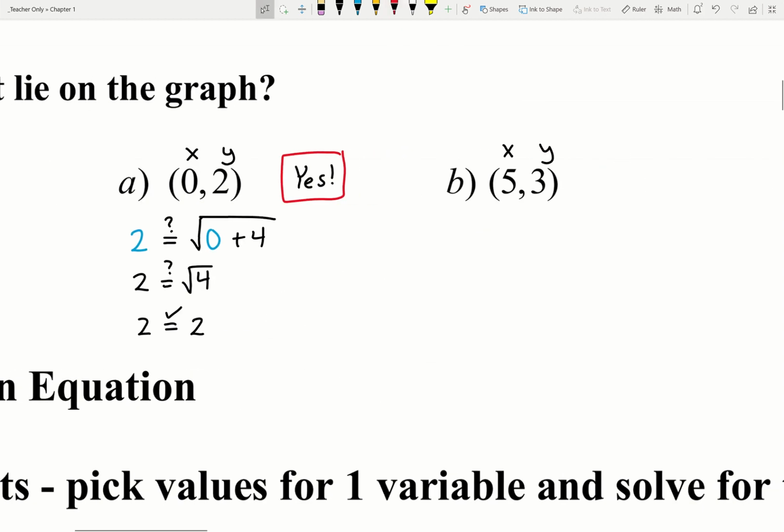Okay. Same thing on this next example. If I have a y coordinate of 3 and an x coordinate of 5, I'm going to test to see if I plug them in, does this give me the same number on both sides?